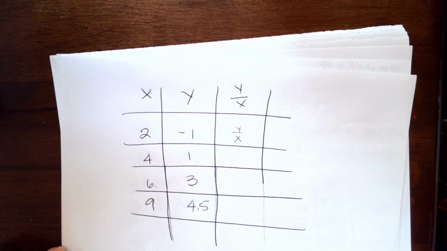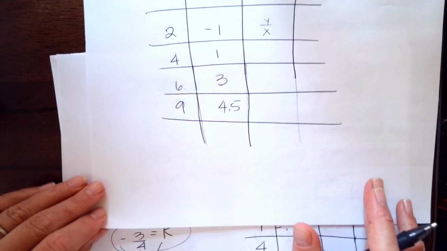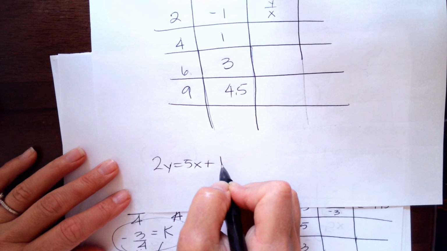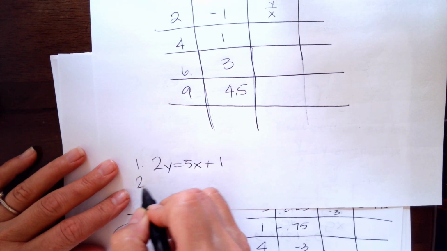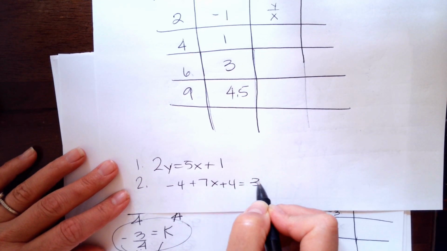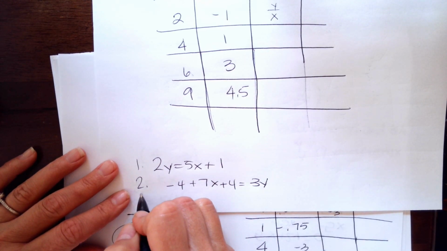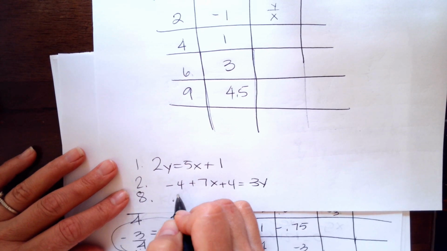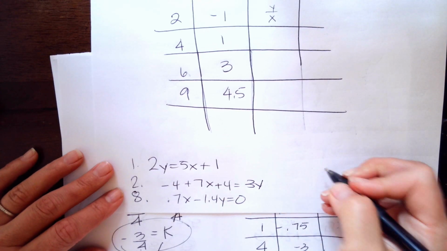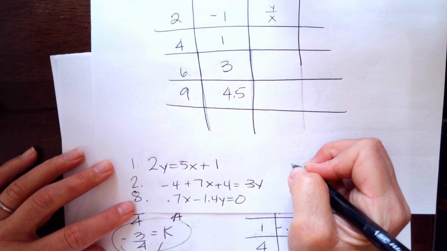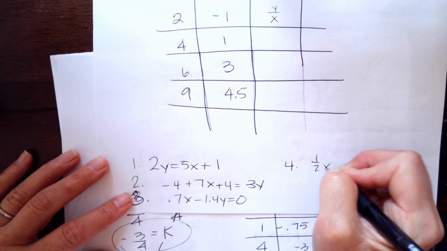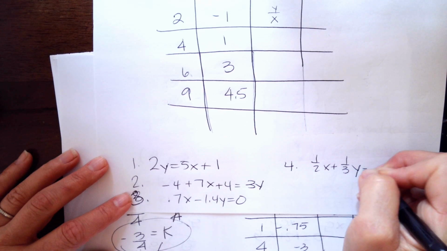Okay, so here are some additional problems. 2y equals 5x plus 1. Another one you can do is negative 4 plus 7x plus 4 equals 3y. 0.7x minus 1.4y equals 0. And then the last one, number 4, is 1/2 x plus 1/3 y equals 0.